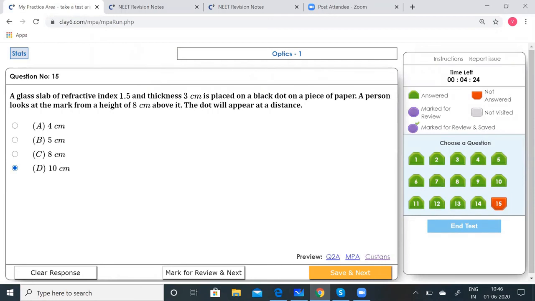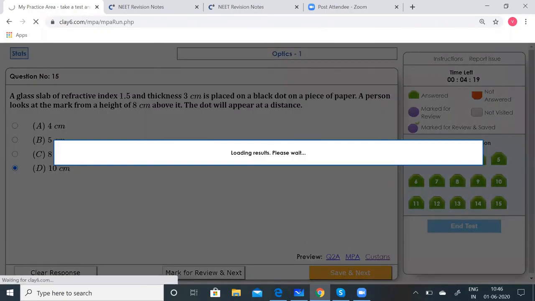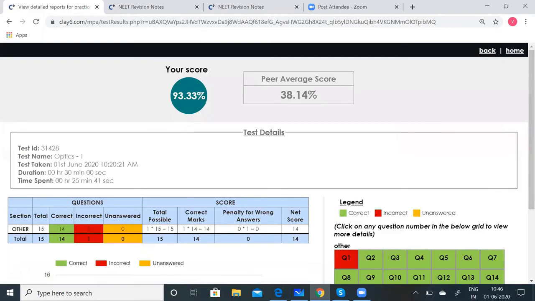So we have completed everything. Save that. End the test. Say yes. Now the results are loading. Let's see if there is anything wrong. Yes, it says one answer is incorrect.